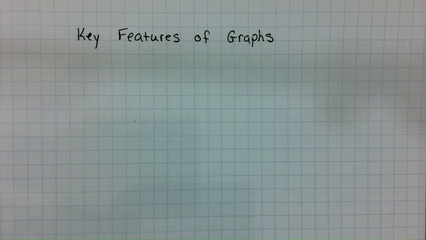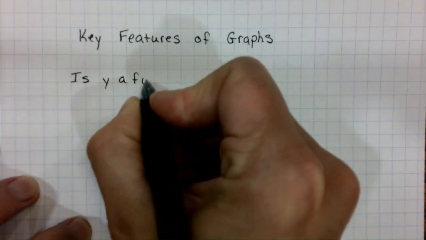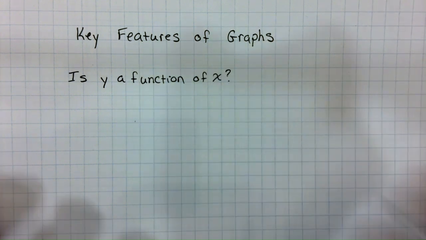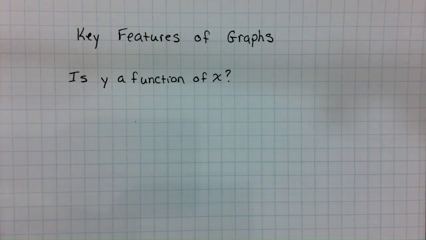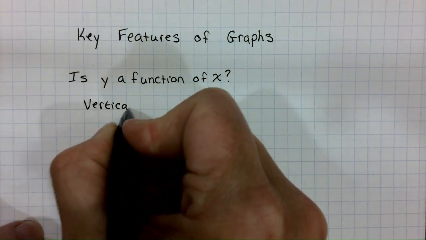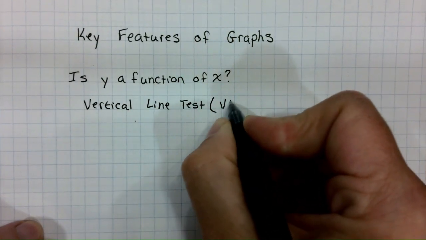Today we're going to be discussing key features of graphs, and the first thing that we're going to look at is: is y a function of x? We get this question a lot in Algebra 2 classes and also in college algebra classes. A lot of times in Algebra 2 classes, our books just say, is it a function? So to look at that, we're going to look at something called a vertical line test. And we'll be abbreviating that the VLT.